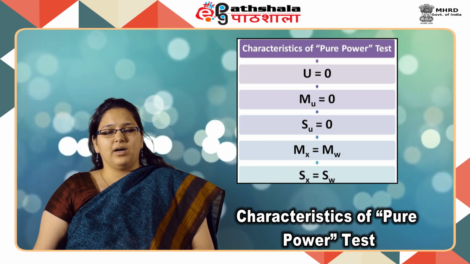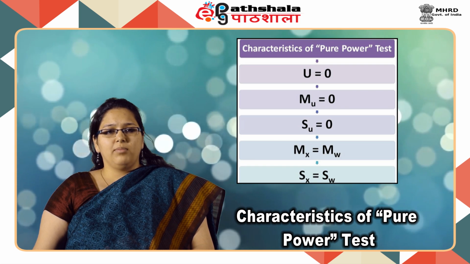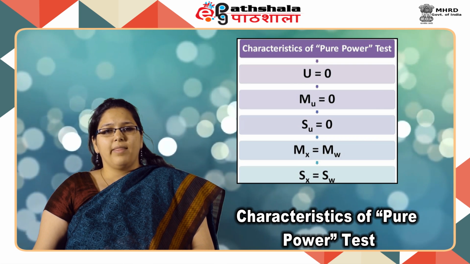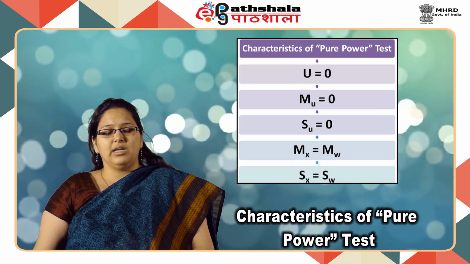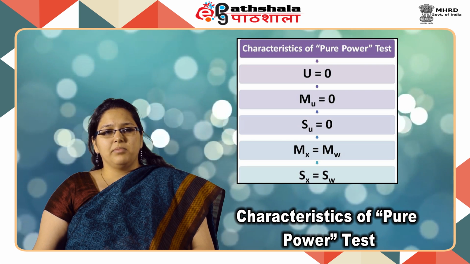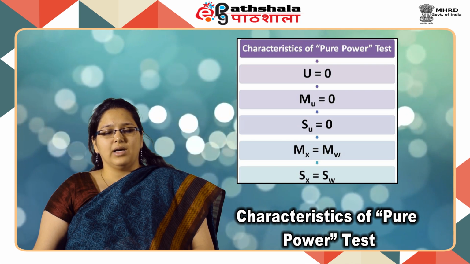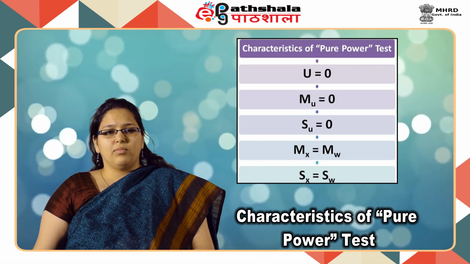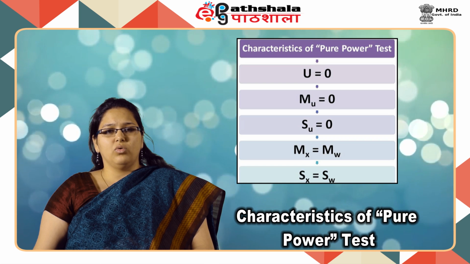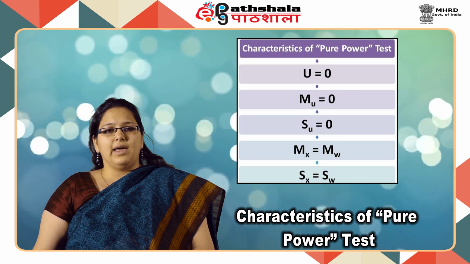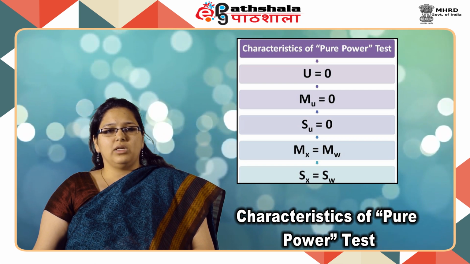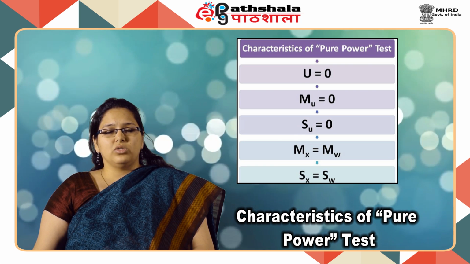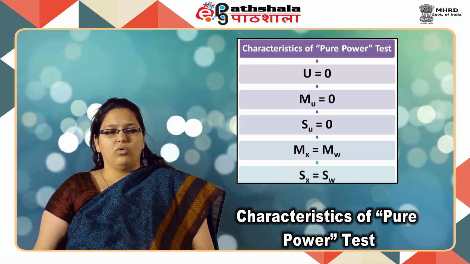Characteristics of pure power test. In a pure power test, the score on the test depends only on the items that are answered correctly and incorrectly, as the time permits the test taker to attempt all the items. Hence, U will be 0 and therefore mean and standard deviation of U will also be 0. Hence, U is equal to 0, Mu is equal to 0 and Su is also equal to 0.